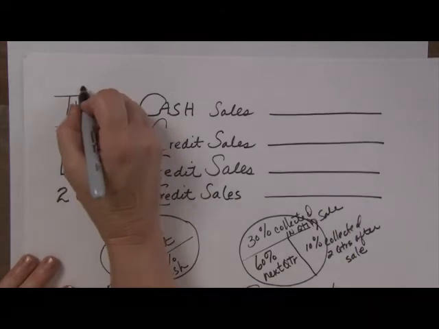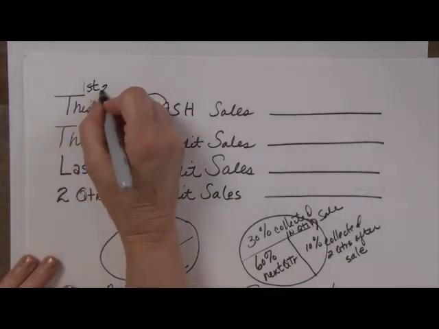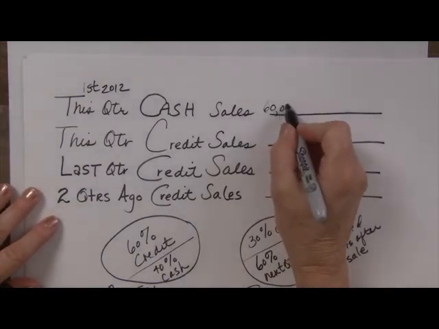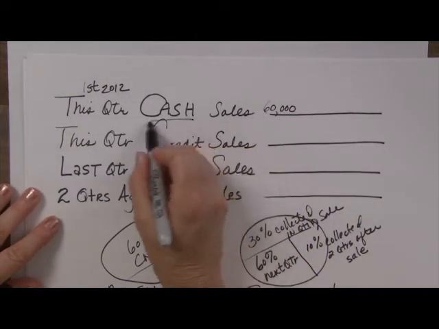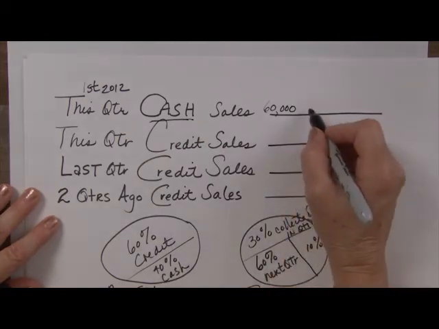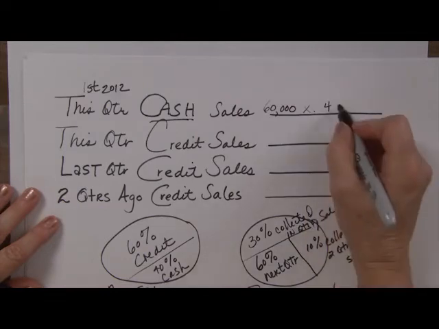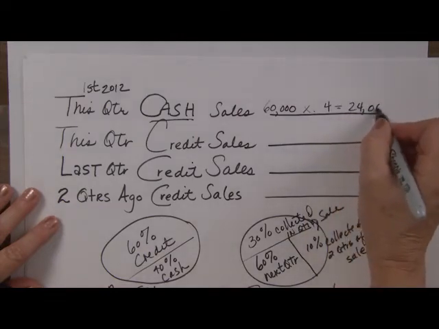So this quarter would be the first quarter of 2012. What we would do is look at the sales for this quarter, and in this case they are $60,000, and we're looking just at the cash portion. So 60,000 times 0.4, we would get 24,000.